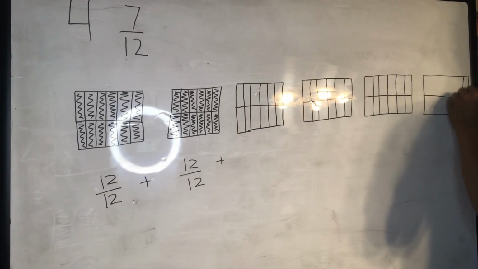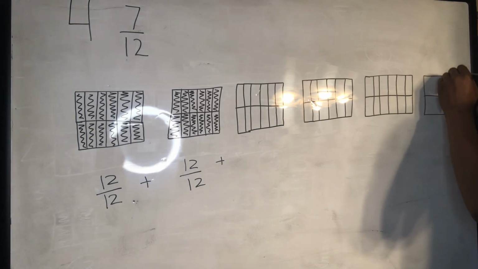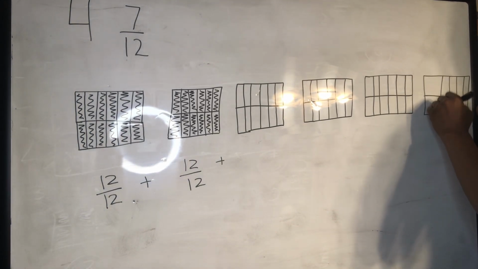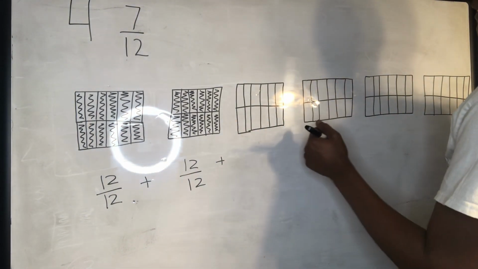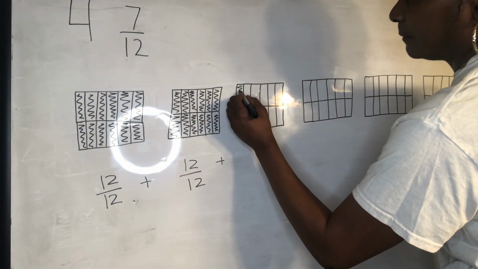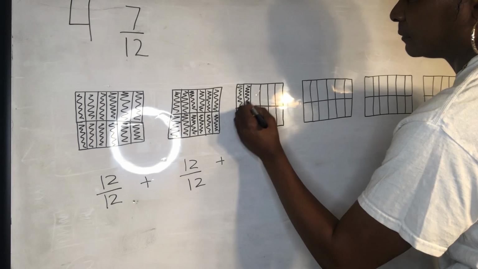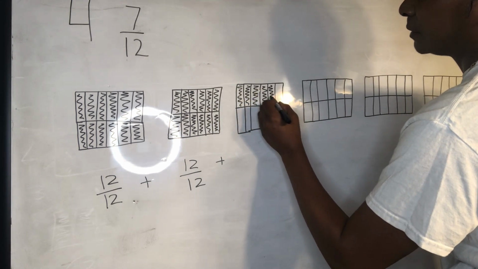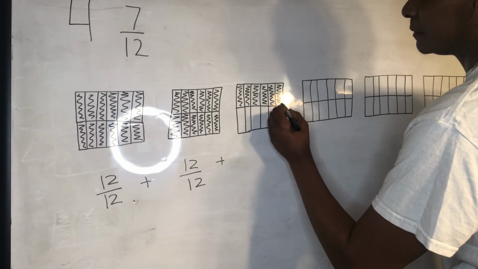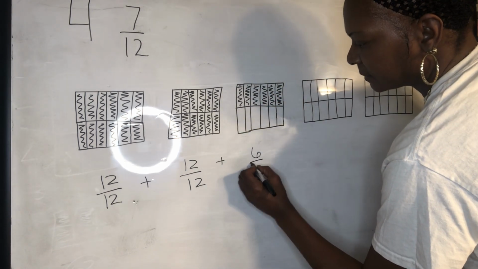And I split that in half, and now I'm going to go down 2, 3, 4, and 5. All right, so now we have that. And so now I'm going to shade the top portion. And that will be 6 of these. So this will be 6 over 12.